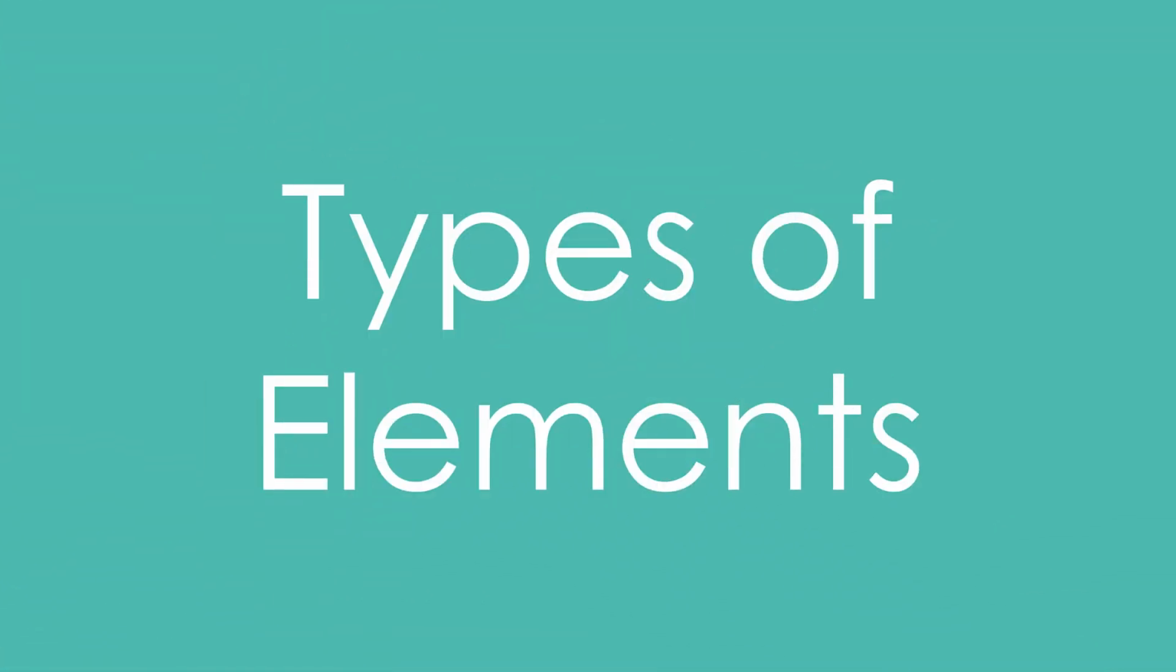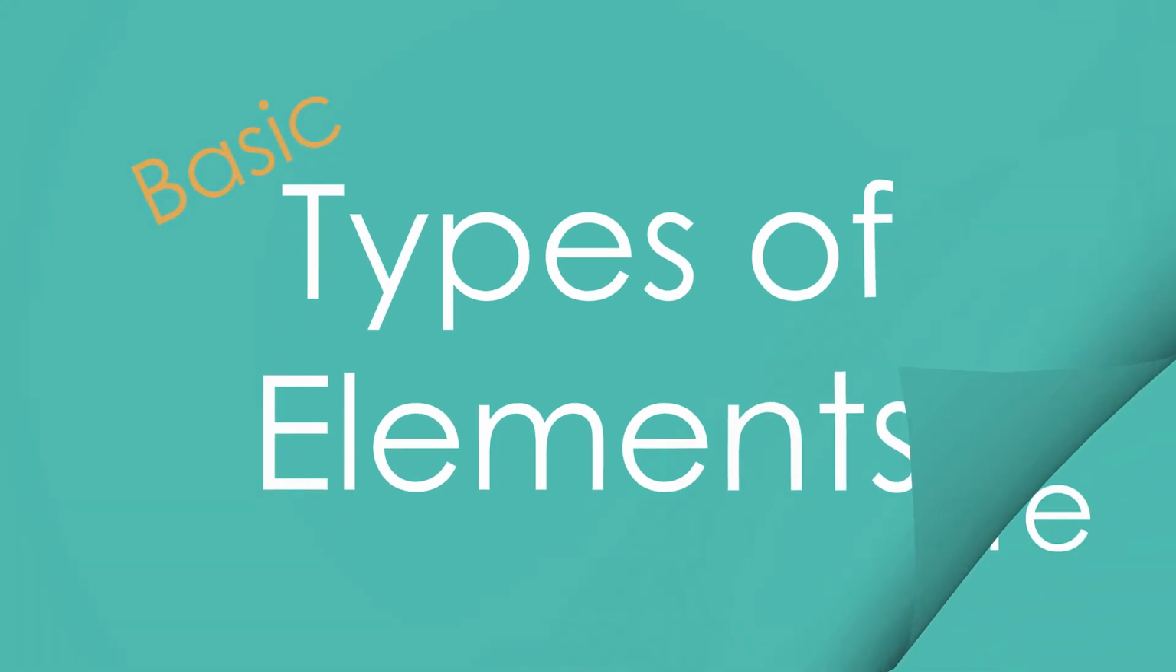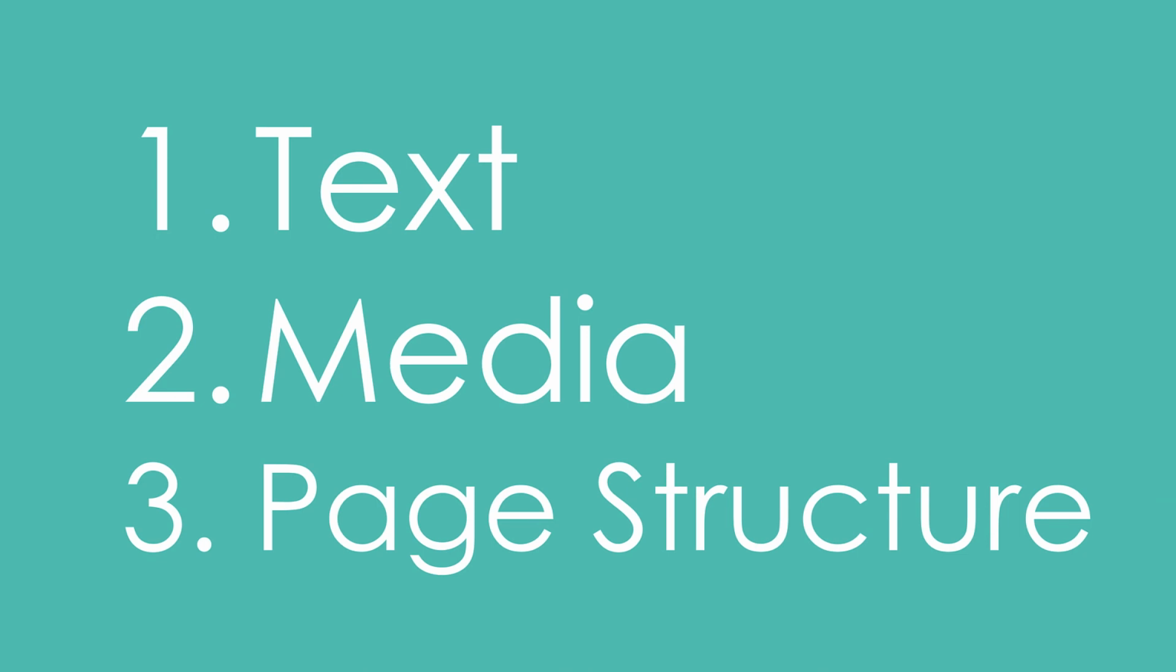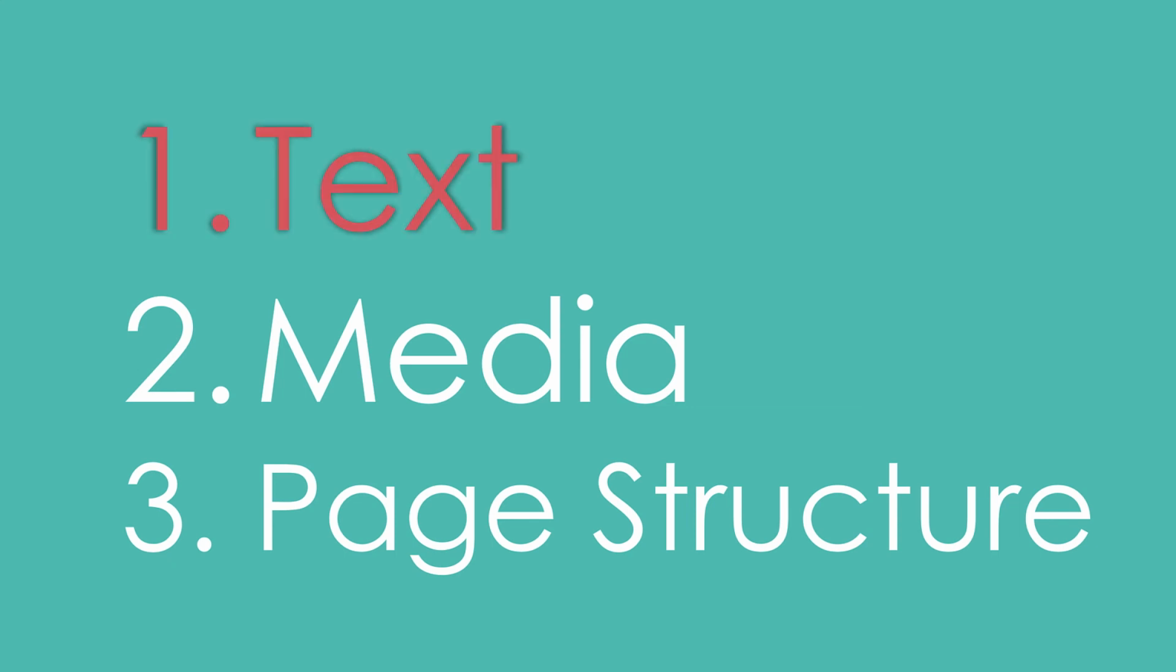So there are three basic types of elements that deal with content. Text is the most common type of element because most things on the web are text. Media allows you to add images and sound and video to the page, and structure groups pieces of content together for things like navigation, headers, footers, and page sections. So first we're going to look at some of the most common elements for text.